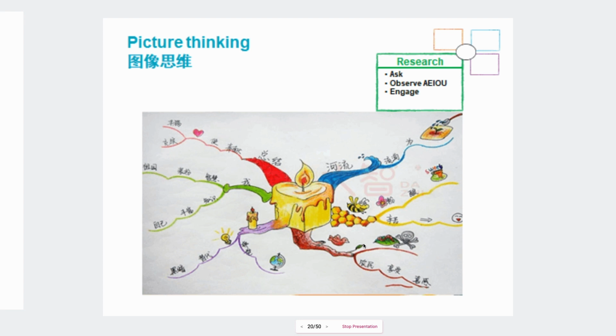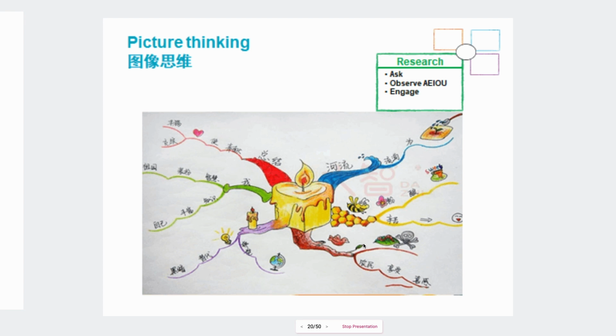stronger than the brain's connection with our ear. So of the information we get from the outside, 85% comes from our eyes. So we need to do the visual. We need to do the picture thinking. Yeah, we need to do design thinking.